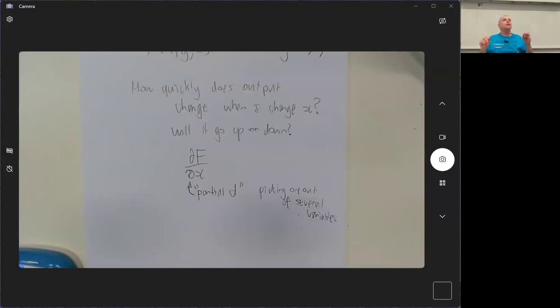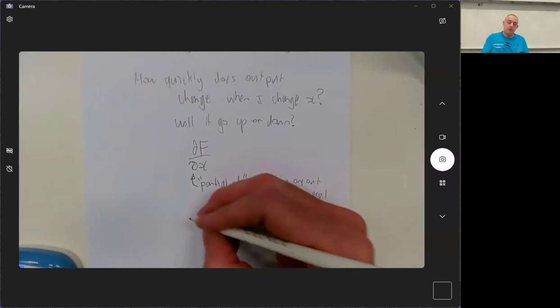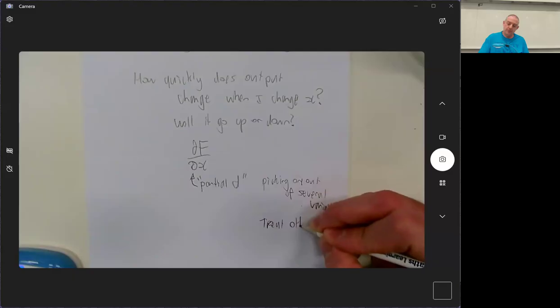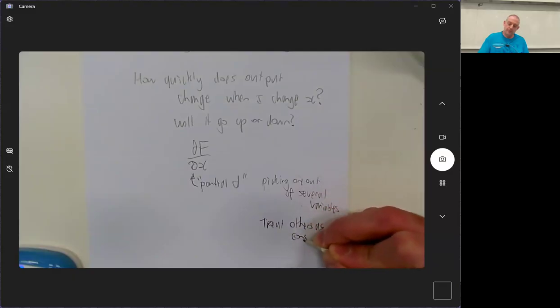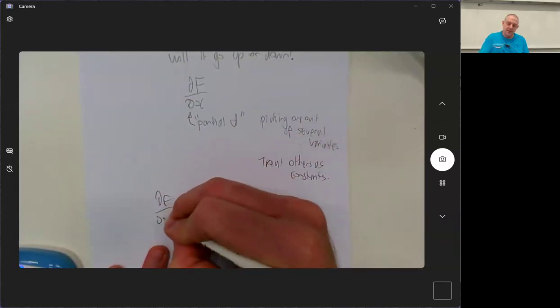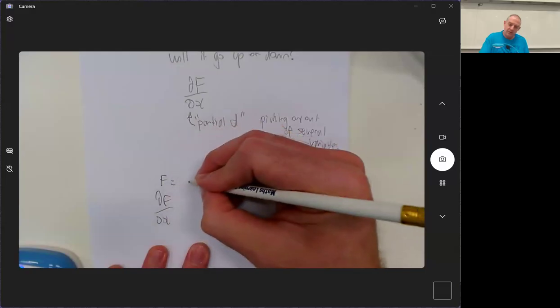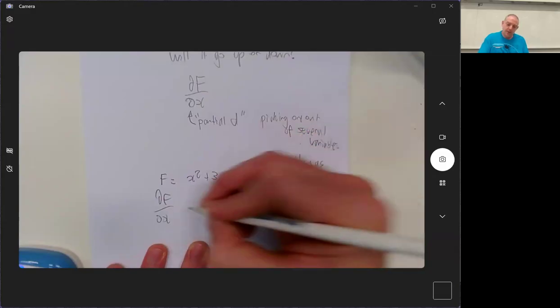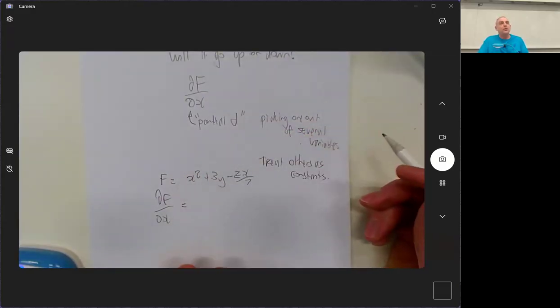And to do that, you have to treat all the other variables as if they were staying the same, in which case they don't count as variables, they count as constants because they're staying the same. So in this case, df on dx. I'm just going to write f again so it's on the screen at the same time. So I treat everything else as if it was a constant.